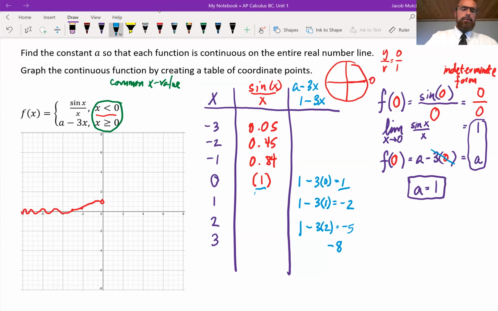Let's graph this other one. So definitely this other linear function attains the y value of 1 at x equals 0. At 1, it's down at -2. At 2, it's down at -5. And then at 3, all the way at the lower part of our graph. And that completes our continuous piecewise function. So our a value of 1 does work there. Make sure that these two functions become continuous.